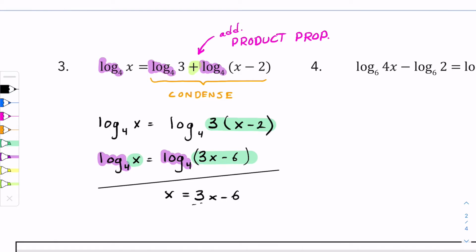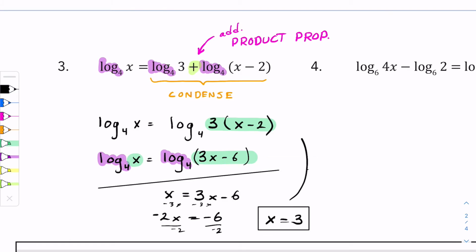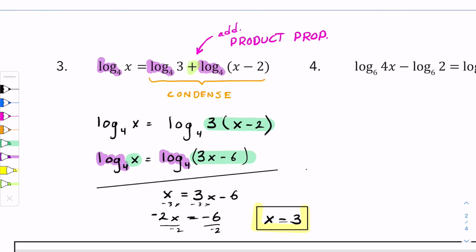I'm going to subtract 3x from both sides. Negative 2x is equal to negative 6. Divide both sides by negative 2. And x is equal to 3. Make sure you check that in the original equation. Make sure it comes out to be true, which it does in all cases. This is your solution.